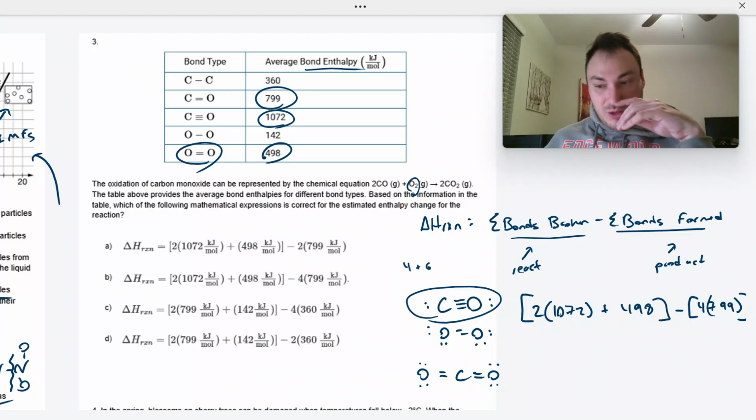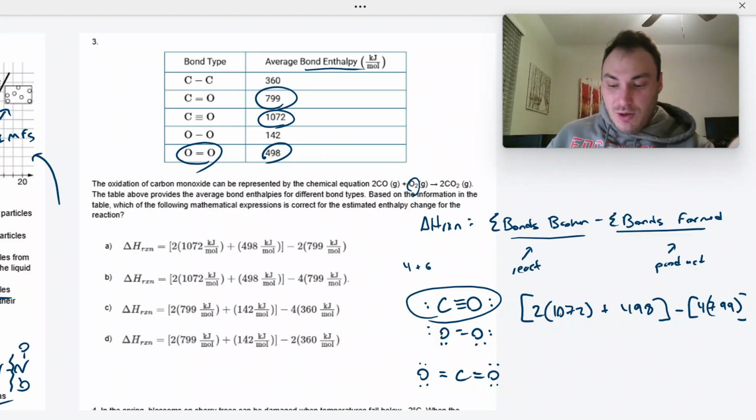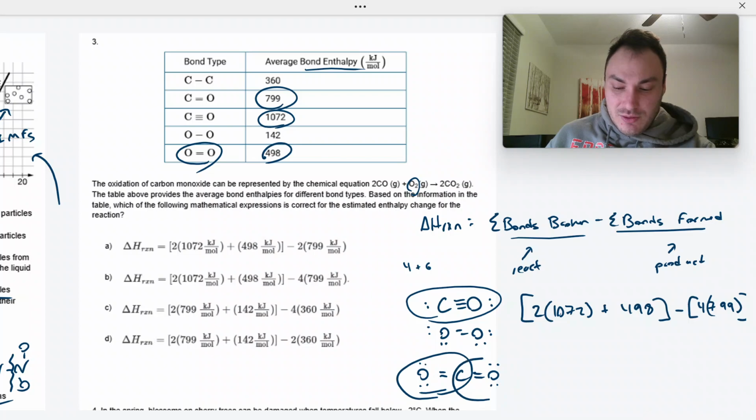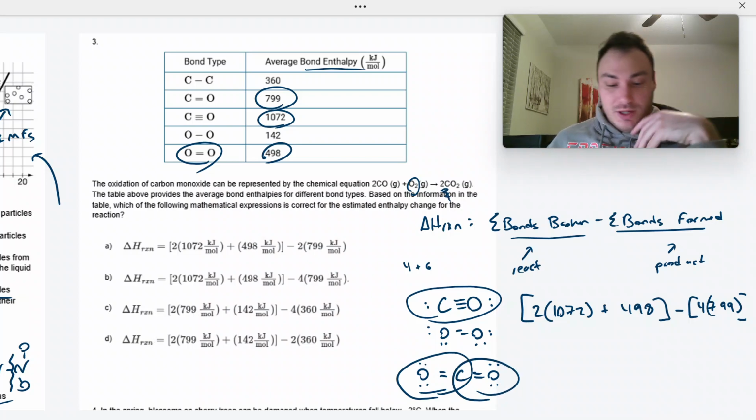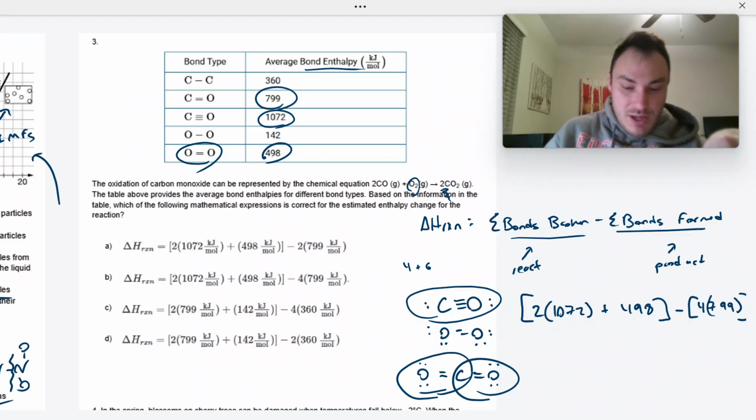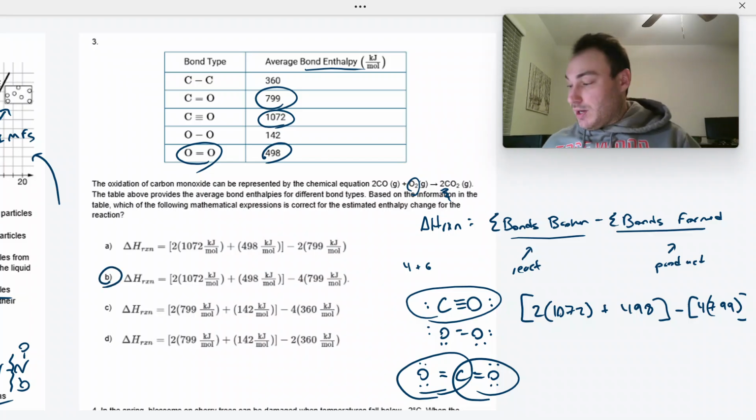Just to say that last part, because I feel like that's where you'll make a mistake on this question. One carbon dioxide has 2 carbon-oxygen double bonds. But we have 2 carbon dioxides in the formula, so that's 4 in total. So the answer is going to be B, it looks like. I think that matches up there.